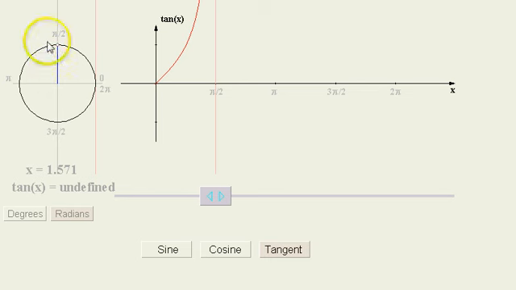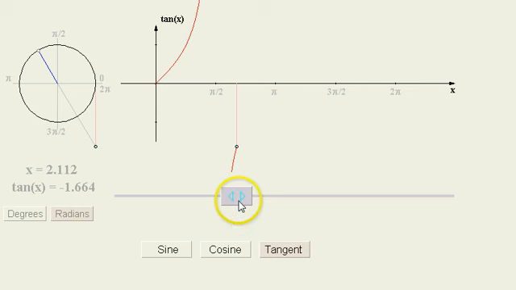So what happens then as we move into quadrant 2? Well, in quadrant 2, the slope becomes negative. So you'll notice now the graph moving up from down here, we see a very negative slope, very steep, becoming less steep as we approach pi. At pi, we're at 0 slope.